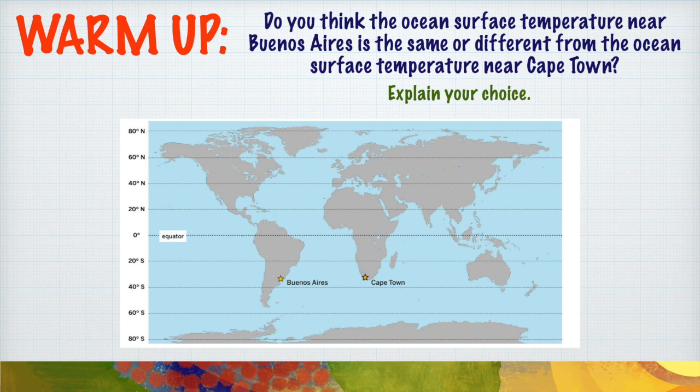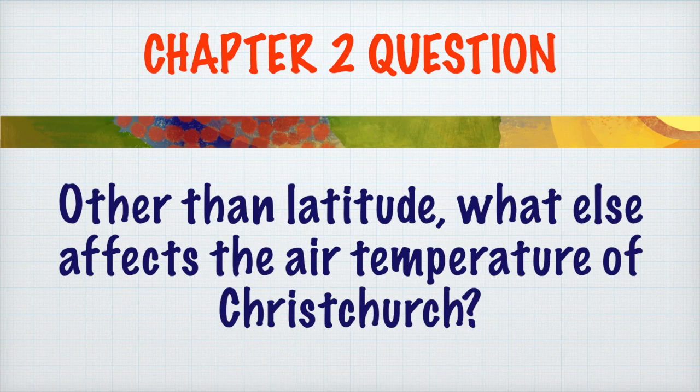So during the warm-up, we predicted surface temperature near two cities with the same latitude. Today, you will be getting evidence for things other than latitude that can determine the ocean surface temperature. Now, the Chapter 2 question is, other than latitude, what else can affect the air temperature of Christchurch?